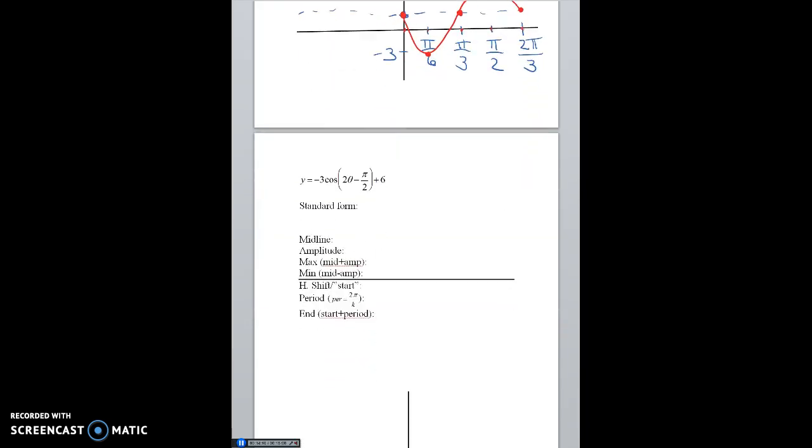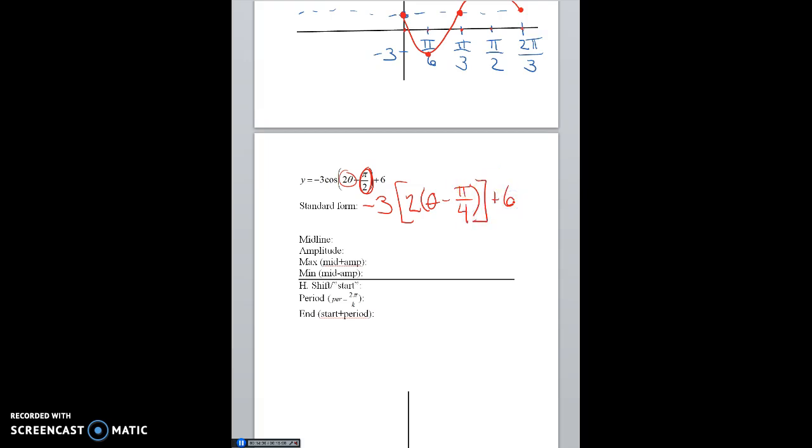One last thing here. I will need to pause this to finish it. So here I see that there's a number multiplying the variable and there's a horizontal shift. Before you can start graphing, you need to factor out the number that's multiplying the variable and divide this number by whatever you're factoring out. So pi over 2 divided by 2 is pi over 4.